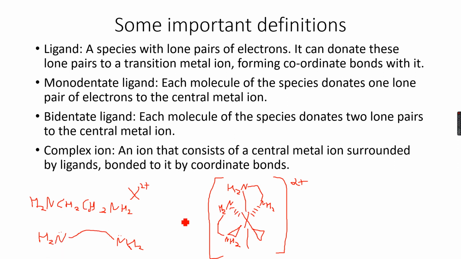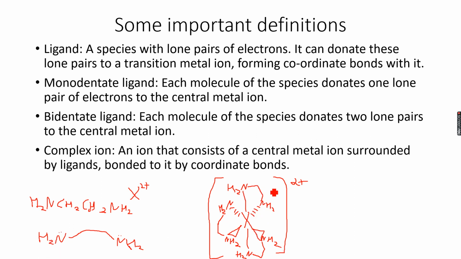Again, it is the same molecule, but I have to write N over here because it's N that is donating the lone pairs to the X atom. Then I have H2N, CH2, CH2. I'm sorry about all this, but it's H2N, NH2, H2N, CH2, CH2, and NH2. So as you can see, we have three of these molecules.